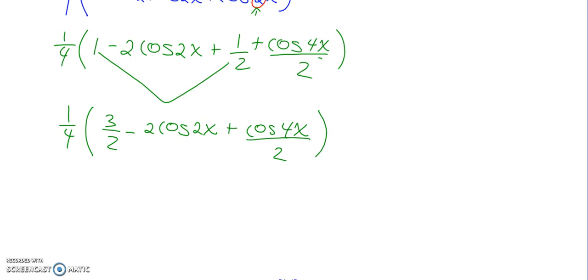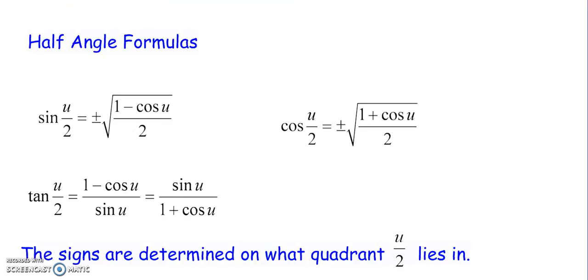Now, this is a completely correct answer, although some people would argue that if you distribute everything, that would be a correct answer as well. Several different ways to write your answer here. But I'm fine with what's on the board. Like I said, you don't see the power reducing formula that often. You do see half angle formulas.